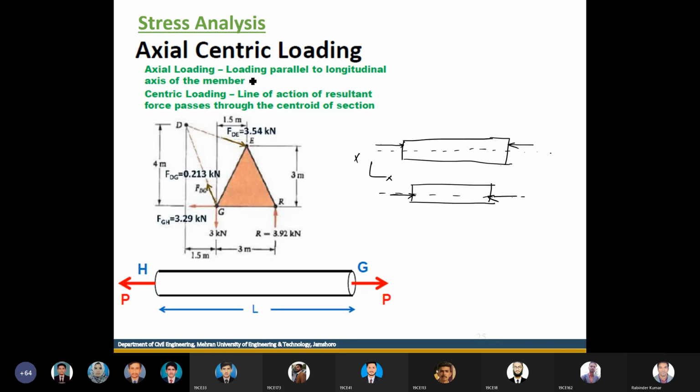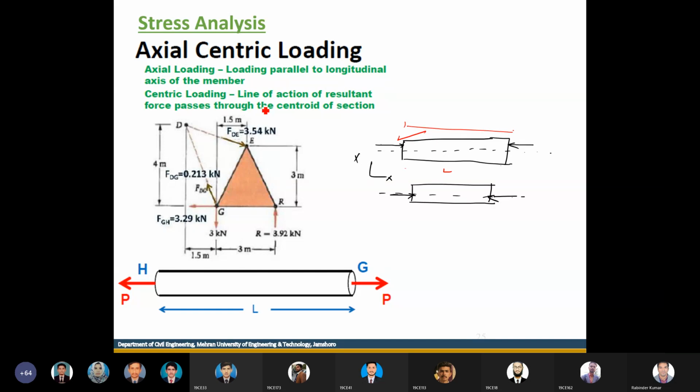Now see, axial loading is loading parallel to the longitudinal axis of the member. Look at this example. This load is parallel to the longitudinal axis, along the length. So this is the length of the object, and longitudinal axis means along the length of the object. Loading parallel to the longitudinal axis of the member is axial loading.